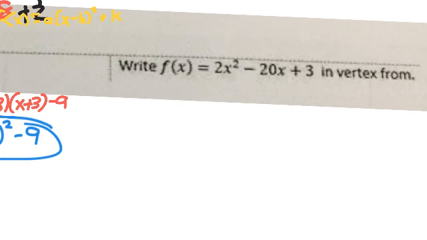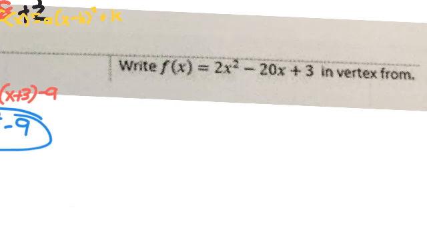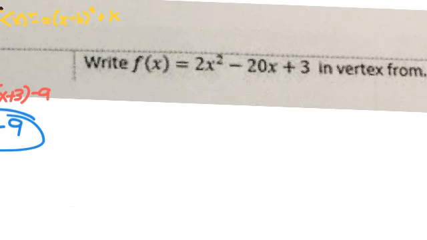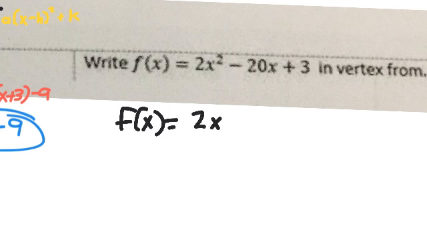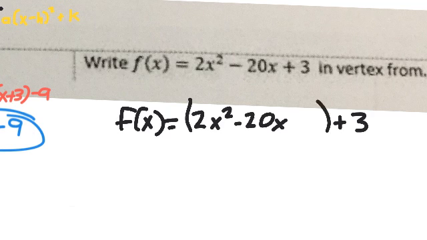Okay, now same idea, except now I have a leading coefficient that is 2. So that's going to make the math a little more difficult. Okay, so let's say I've got f of x equals 2x squared minus 20x. Okay, and this plus 3 is really not benefiting me right now, so I'm going to move it farther down the line. All right, and I'm going to deal specifically with the 2x squared minus 20x.